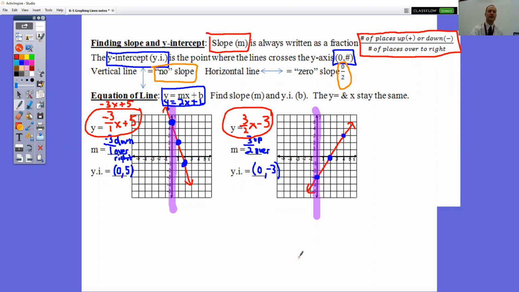So again, on your homework today, you'll have 2 questions just like this. Don't forget these 2 up here in the orange. Vertical line is no slope. Horizontal line is 0 slope.